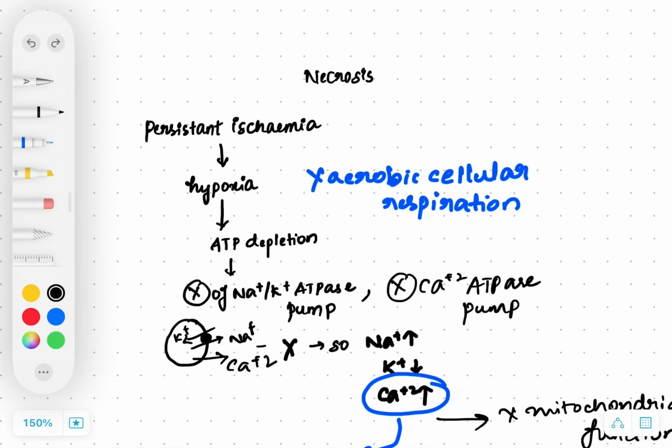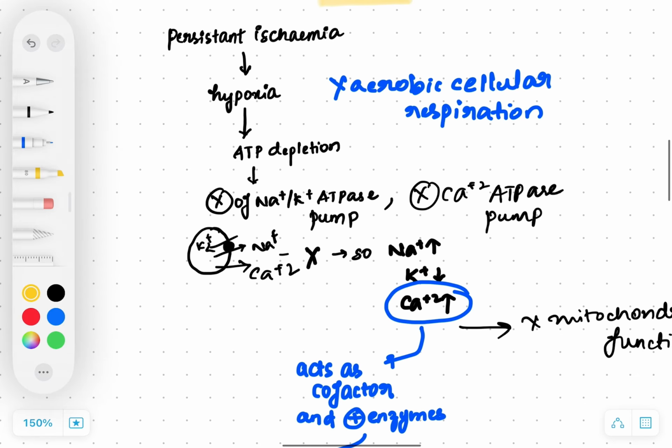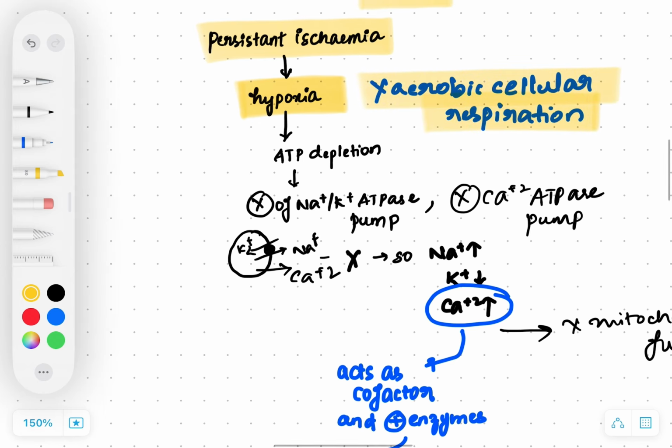Hello everyone, in this video we are going to discuss necrosis and its types. Whenever there is persistent ischemia, there will be persistent hypoxia. Hypoxia will inhibit aerobic cellular respiration and activate anaerobic cellular respiration. Since there is no aerobic cellular respiration, there will be ATP depletion.